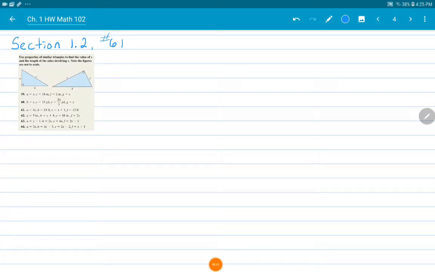In this section of the 1.2 homework, we're going to use properties of similar triangles to find the value of x and then find the values of the sides using that x. So these triangles are not oriented the same way, so I need to look at the relationship of the sides based on their shape and size.